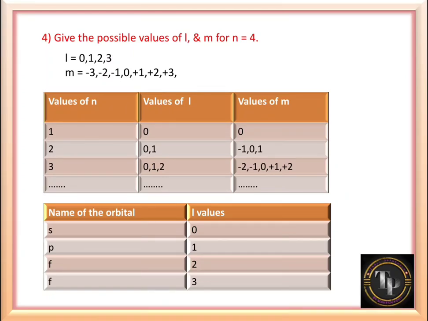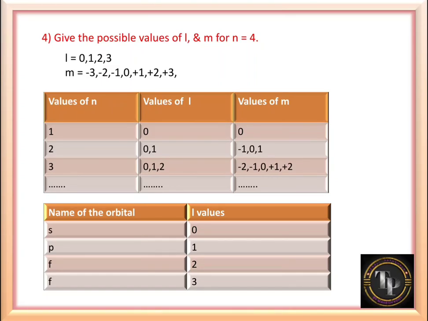When the L value is 0, it is S orbital. That means for S orbital, L value is always 0. For P orbital, L value is 1. For D orbital, L value is 2. Sorry, I have written F, sorry for that. So SPDF you are getting, very sorry guys. So S is 0, P is 1, D is 2, F is 3. You remember, SPDF, 0, 1, 2, 3. These are the L values.